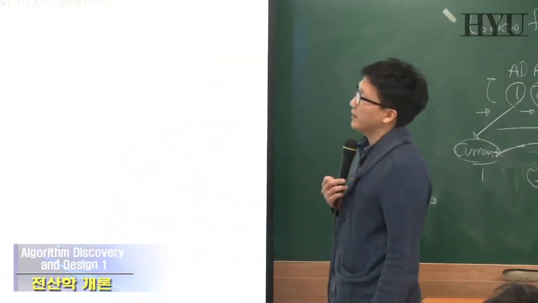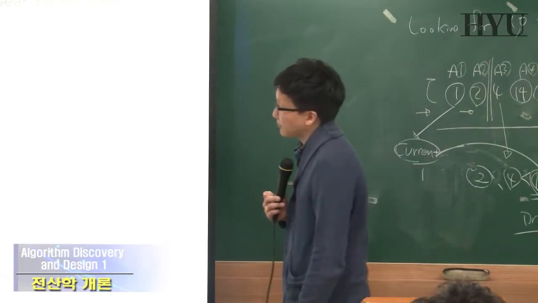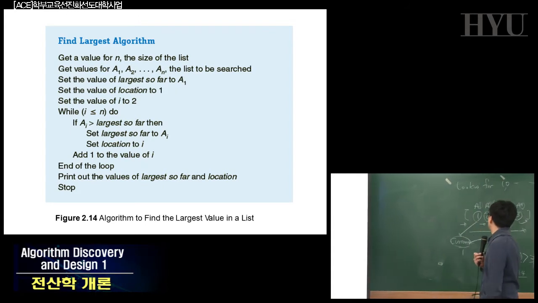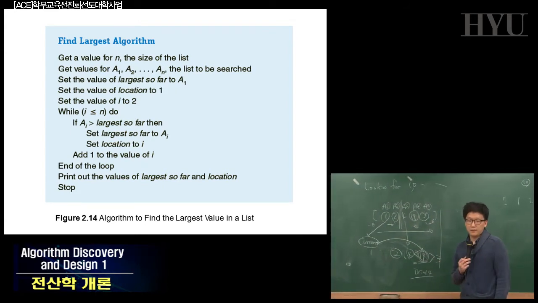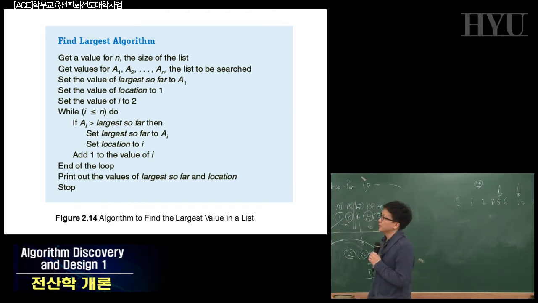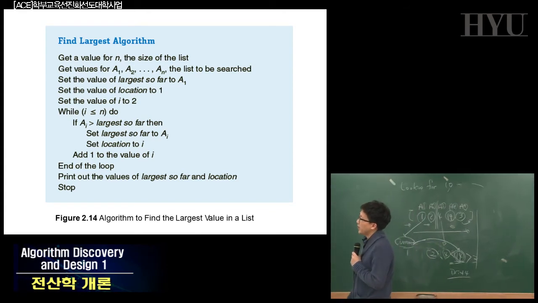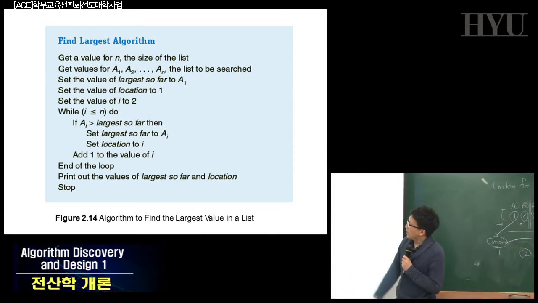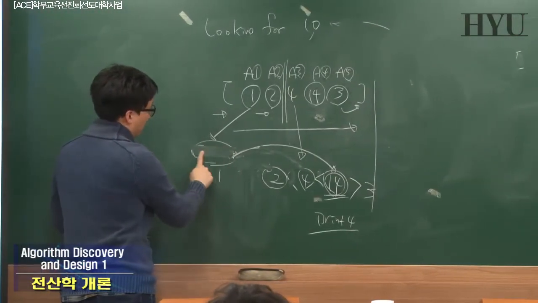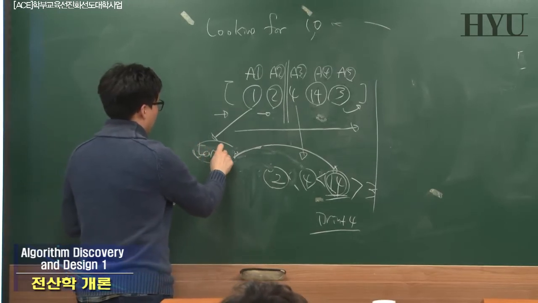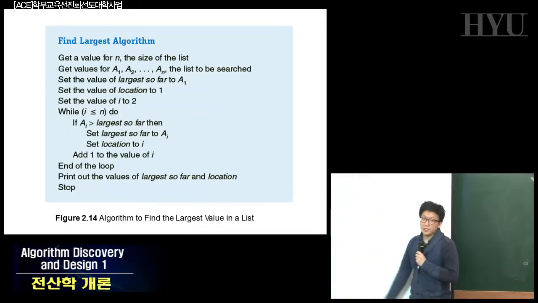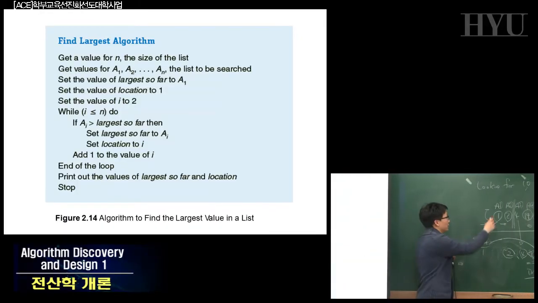So let me just look at it. This nicer way of representing. Get a value of n, the size of the list. N in this case is what? N is 5, right? 1, 2, 3, 4, 5 elements in the list. Get value of a1 to an, I have that. Set the value of largest. I use the term current. I will use it largest.